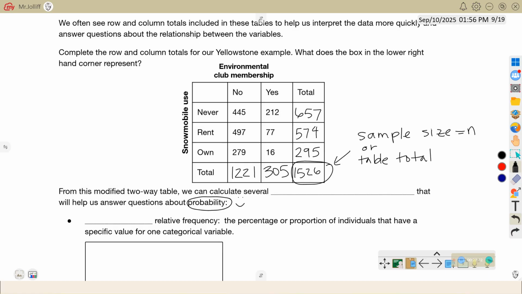Yeah, very good. And we are calculating several relative frequencies, also known as percentages or proportions. Relative frequencies come in multiple flavors. We're going to talk about 3. I'll show you how to calculate them from the table, and then we're going to do an example so you can see what it looks like when we do the math.